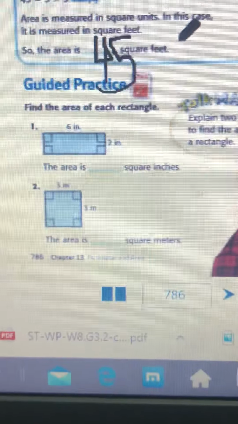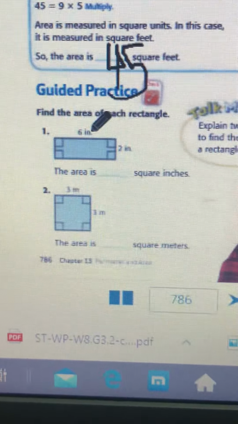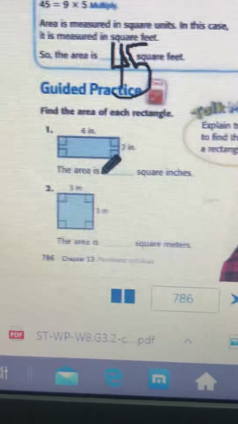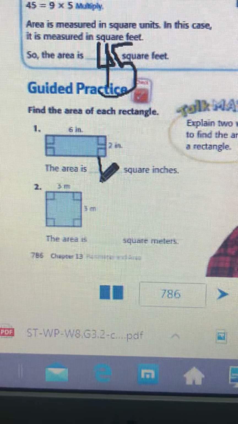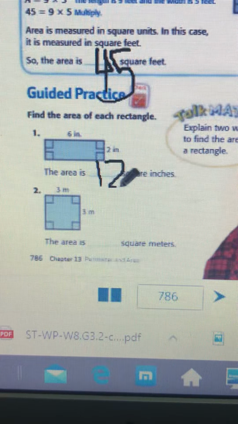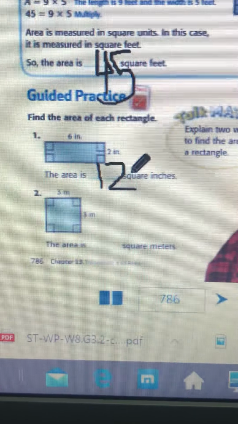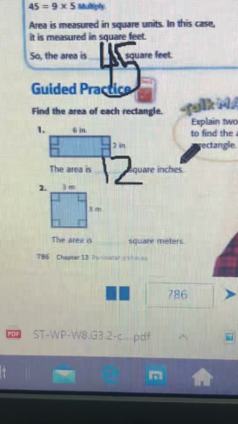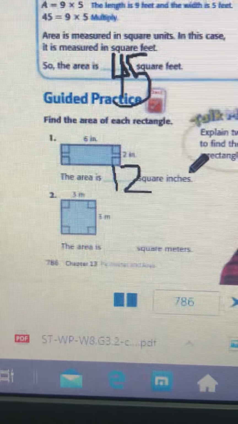How about the next one? Okay, we got 6 times 2. 6 times 2 is? Very good. 6 times 2, that's 12. Then you write square inches because we use IN, inches. How about the next example?